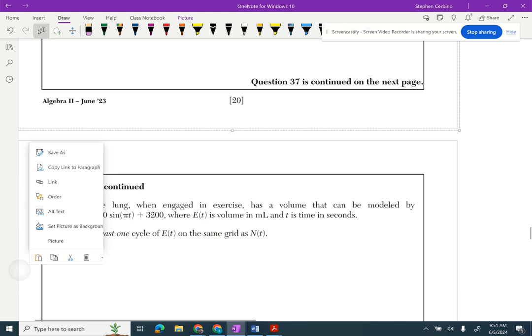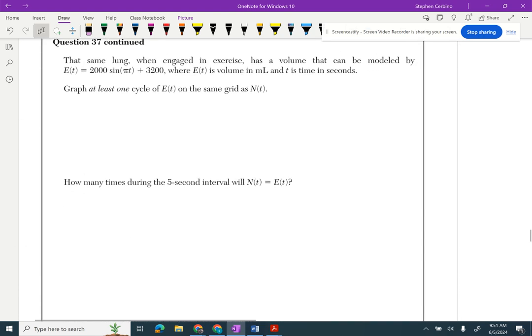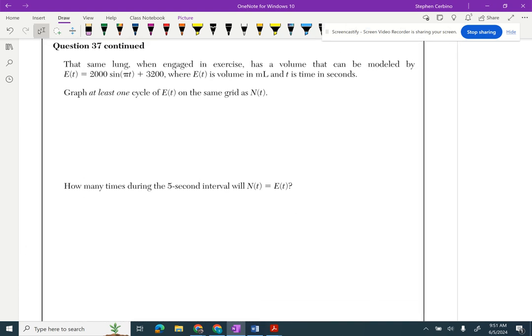And then on the second page, it asks us more questions. It says the same lung when engaged in exercise has a volume that can be modeled by the function E of X. And notice it has a little bit of a different graph. And it asks us to sketch one cycle of E of X on the grid. So we see a midline of 3200, and an amplitude of 2000. I'm going way too fast.